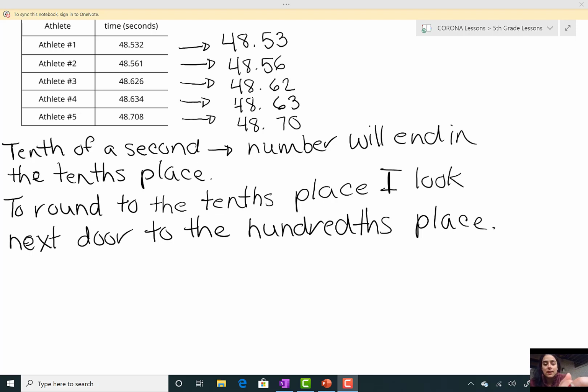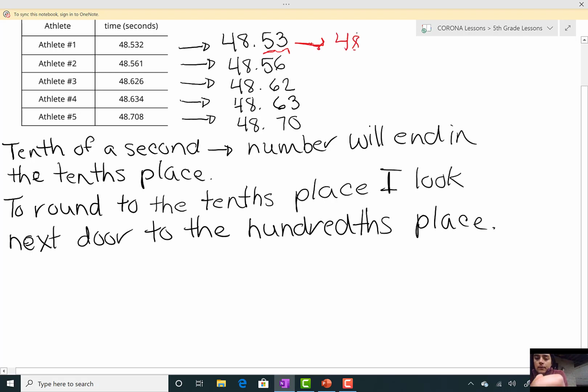So let's start with the first athlete. I see there is a 5 in the tenths place. So I look next door, there's a 3. Okay, the 3 is smaller than 5, so if I'm rounding this number to the nearest tenth, this number is going to round to 48 and 5/10.